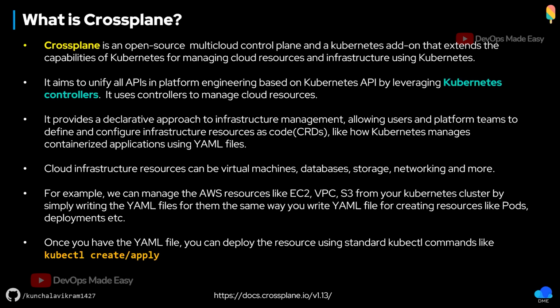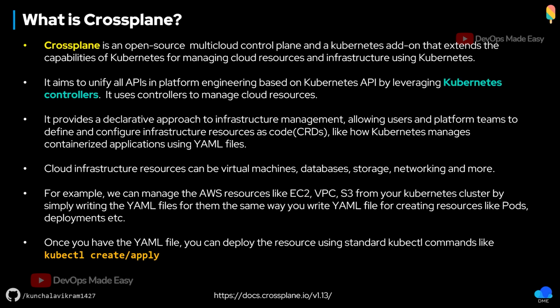So Crossplane aims to unify all APIs in platform engineering. It can be APIs belonging to any of the cloud platforms. And what Crossplane does is, by simply utilizing Kubernetes API and Kubernetes controllers, it can actually control the infrastructure for you. It basically uses these Kubernetes controllers to manage cloud resources. And as we already discussed, in Kubernetes, if you want to create a pod, you simply write a YAML file for the pod. Similarly, using Crossplane, you can define the infrastructure in the same YAML format, the way you define a pod, deployment, or service resource.